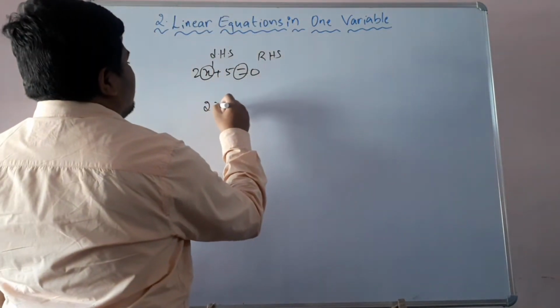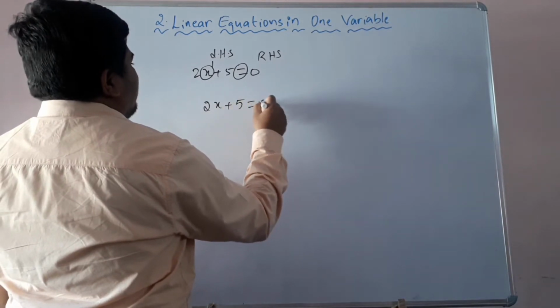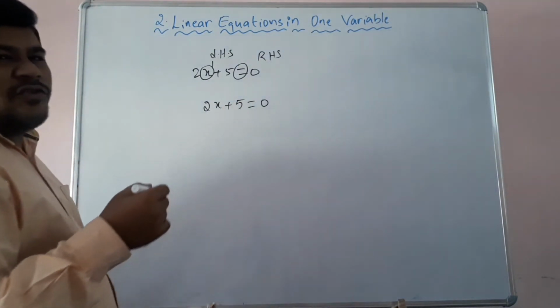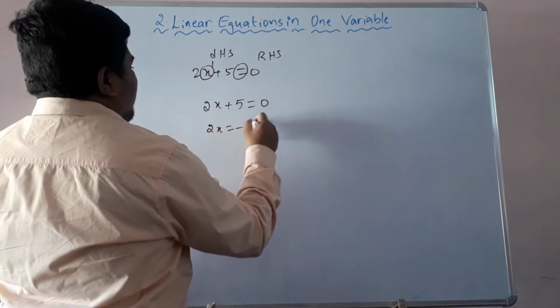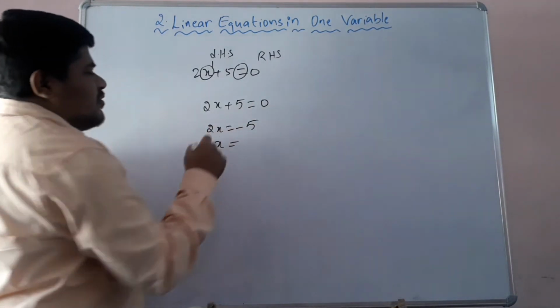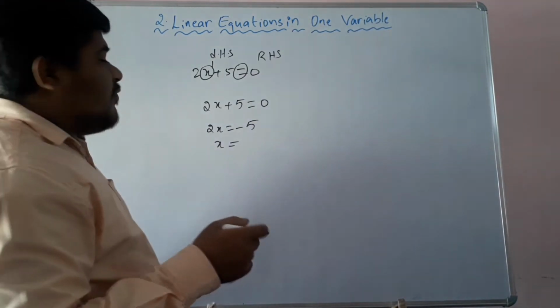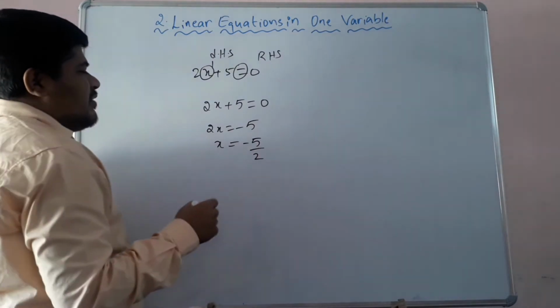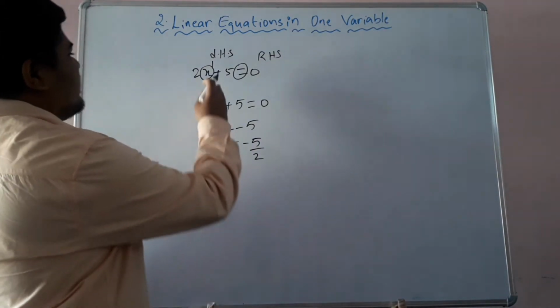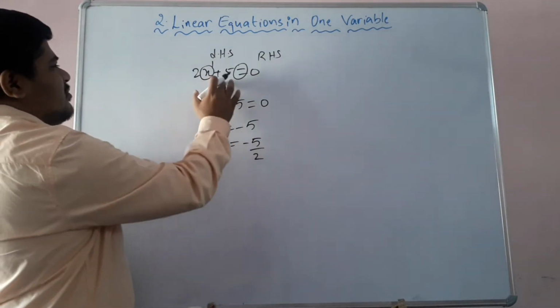2x plus 5 is equal to 0. We write like this, children, 2x plus 5 is equal to 0. First we have to transpose plus 5. After transposing, plus 5 becomes minus 5. So 2x is equal to minus 5. x is equal to what, children? 2x means 2 into x, so after transposing, it becomes divided by 2. So x is equal to minus 5 by 2. x is equal to minus 5 by 2 is the solution of this equation.